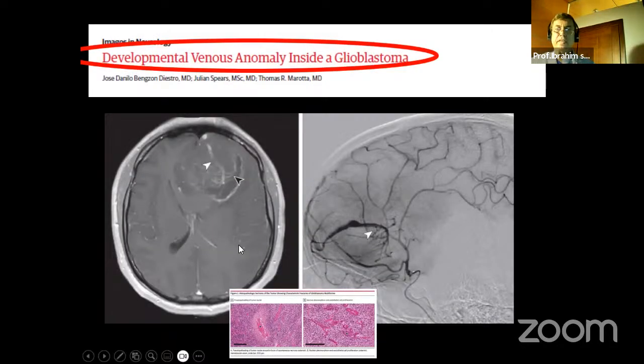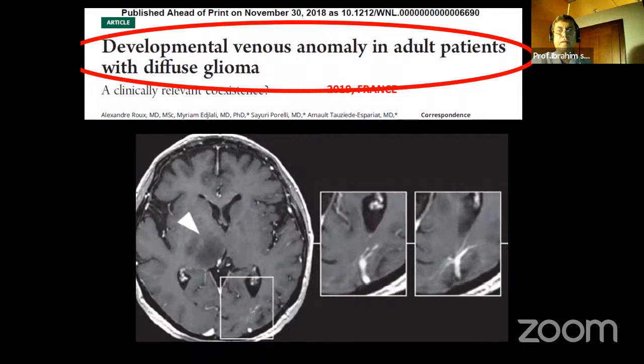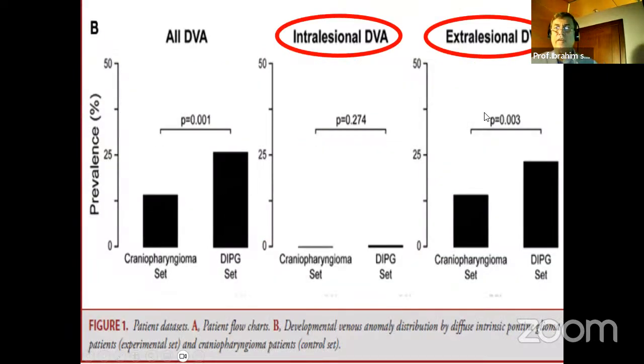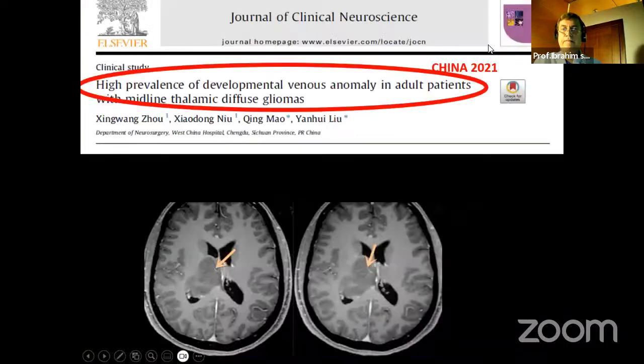Inside the glioblastoma, inside it, there was DVA. Again, diffuse gliomas associated with DVAs from France. 2019, diffuse pontine gliomas associated with DVA. What is the DVA? It could be intra-lesional, it could be extra-lesional. Another paper from China, 2021, new one, diffuse glioma with DVA inside.